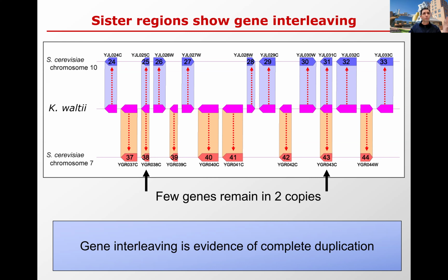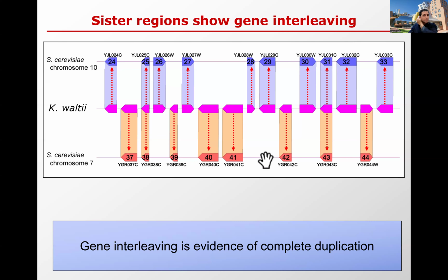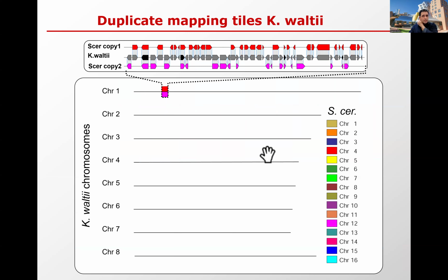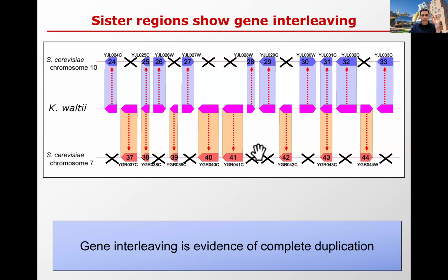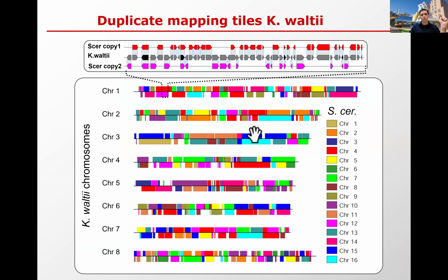Is that cool? So this actually happened to me. I was staring at these sequences, trying to figure out what the heck happened. And then what we uncovered is that this is an example of complete duplication followed by loss. And that's not true in just one region, but it was true in every single region of the Saccharomyces cerevisiae genome.